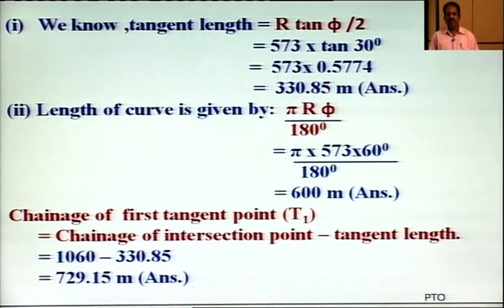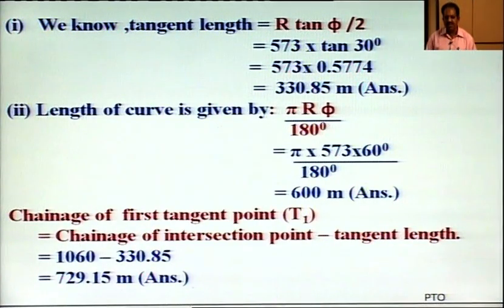So, the tangent length we can calculate by using the formula R tan(phi/2). R is 573 meters and tan 30 degrees, so it comes out to be 330.85 meters, the first answer. For calculating the length of the curve, we use the formula pi R phi by 180 degrees. R is 573, phi is 60 degrees, and the answer comes out to be 600 meters. So, the length of the curve is 600 meters.